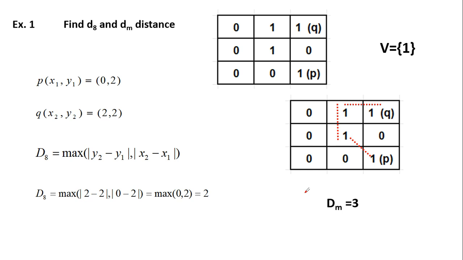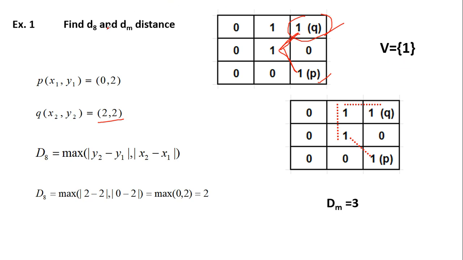Now we will see the exercises one by one. Find d8 and dm distance between P and Q. First we will find their coordinates. So P is 0 2, and the first row is 0 0, 0 1, 0 2. This is one row, this is the second row, 2 0, 2 1, 2 2. So this is 2 2. D8 distance is nothing but the maximum. So 2 minus 2 is 0 and 2 minus 0 is 2. So the maximum is 2, and we can see that we can go directly like this. This is 1 and this is the next. So d8 distance is 2.